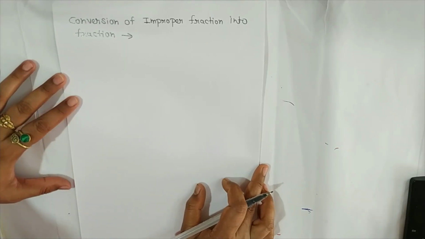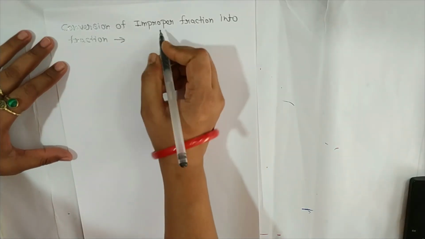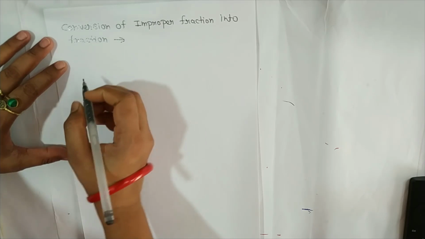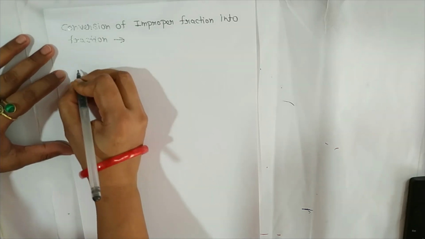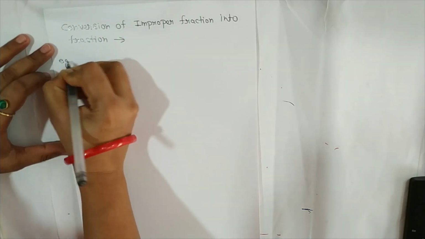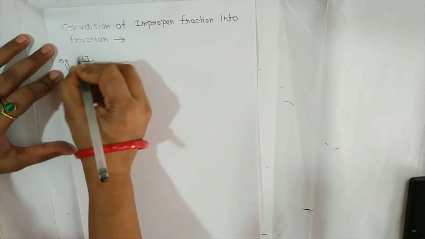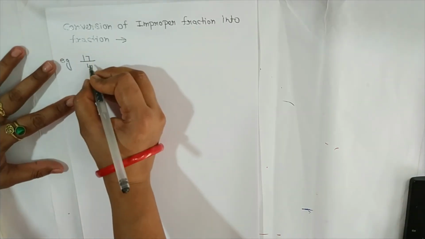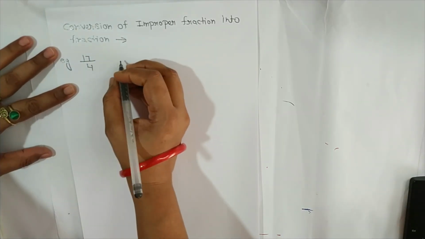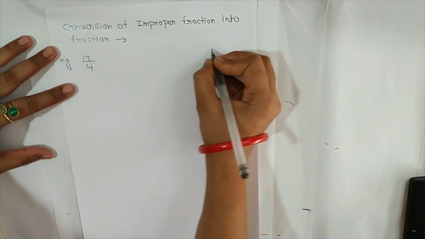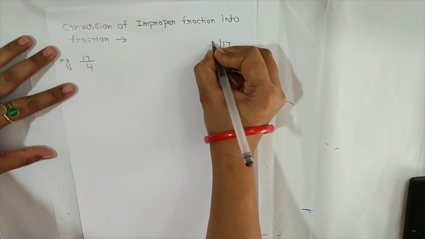In this video, we will learn how to convert an improper fraction into a mixed fraction. So, suppose 17 upon 4. This is an improper fraction. Now we have to convert it into a mixed fraction. So, first we have to divide 17 by 4.